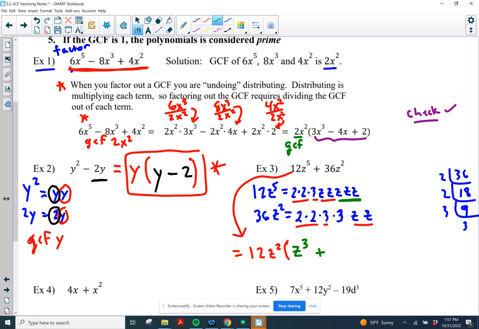And then for the last one, if I take out 2, 2, 3, and z squared, the only thing that remains is the 3. So 36 divided by 12 is 3, and z squared divided by z squared, the z is gone. And there's our answer. Check your answer by distributing, make sure it works, and it does.